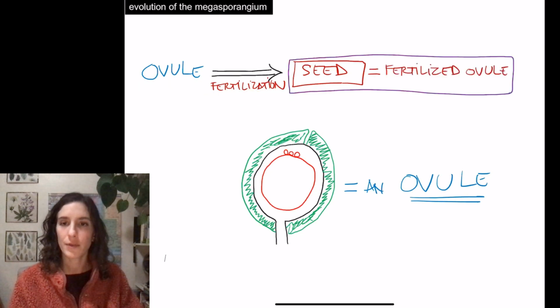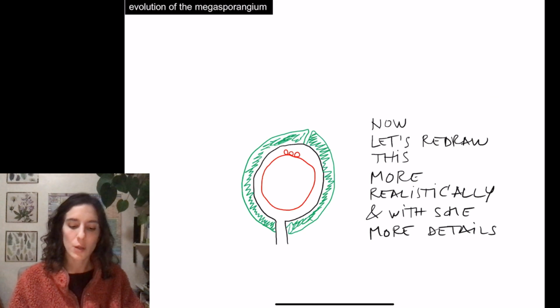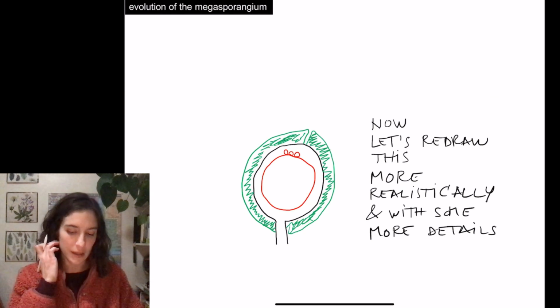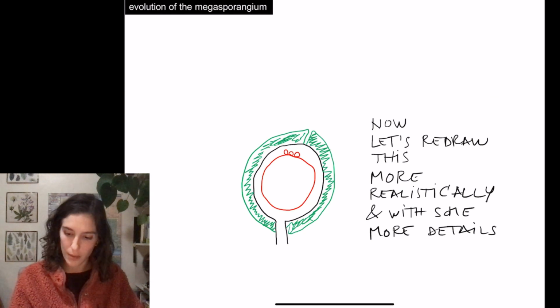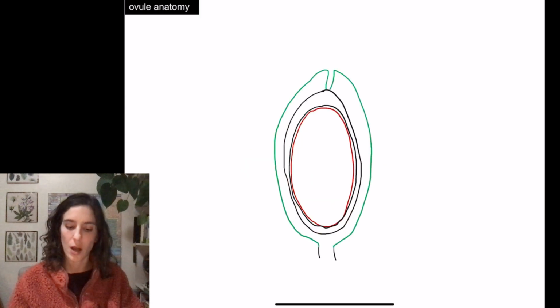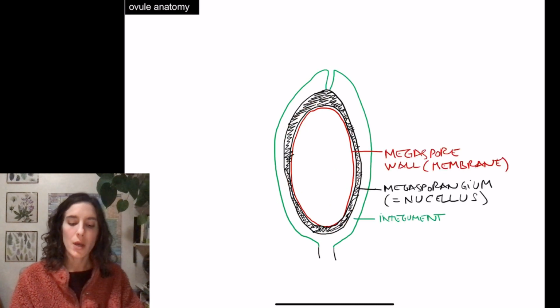A seed is a fertilized ovule. Fantastic. So now let's redraw this realistically so that it looks like a more realistic version of an extant gymnosperm. So switching to ovule anatomy now. The dark black here is the megasporangium. Remember the megasporangium? It just never opened up, and so that megaspore was retained inside.